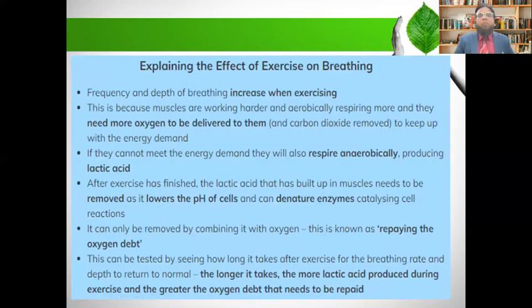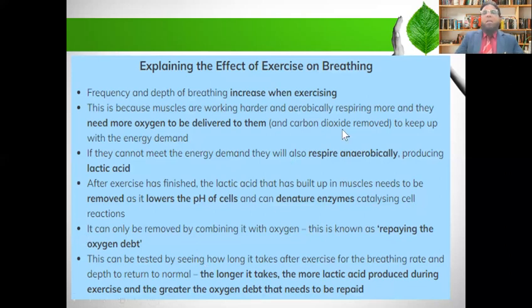Now let's come to explaining the effect of exercise on breathing. I think this is the last topic. Yes, this is the last topic: what is the effect of exercise on breathing? When you are normal, your breathing rate is low, but when you take exercise, the breathing rate increases. So what is the reason behind it?